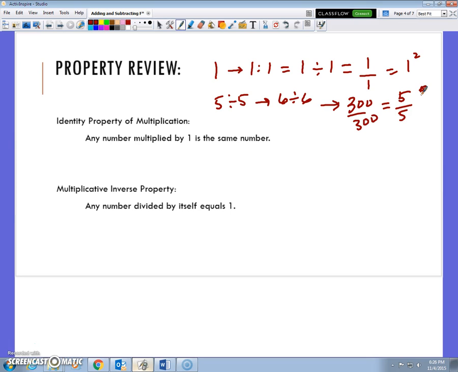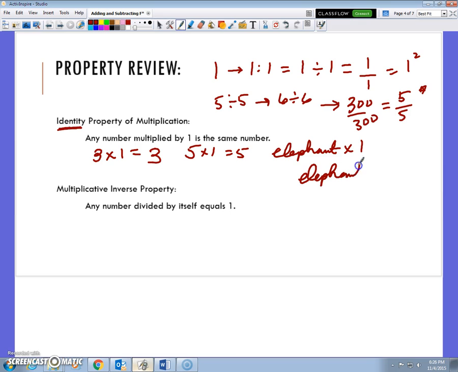And so there's these fancy properties, and we have fancy names for these things. I know that whenever I multiply 1 by something, like 3 times 1, it's still equal to 3. It doesn't change its value. It keeps its identity, and so we call it the identity property. 5 times 1 is still 5. Elephant times 1 is still elephant. Okay, it doesn't matter. It's the identity property. If you multiply something by 1, you just have one of it. It keeps its identity. All right, and so the identity property says it doesn't matter. As long as you multiply by 1, it stays the same.